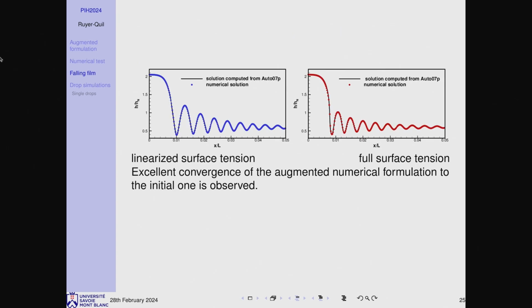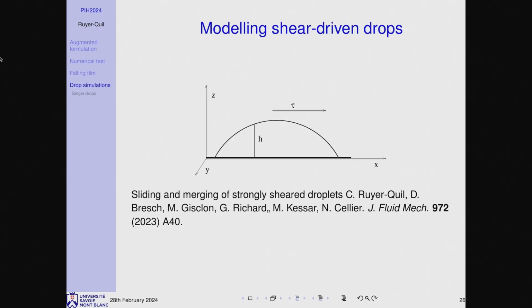If we zoom in, you can see the difference in terms of the capillary waves at the front of the wave with or without full curvature. We can see that if we include the full surface tension terms, with respect to what is classically done for falling films, we have not much effect. Simply we dampen more the capillary ripples.